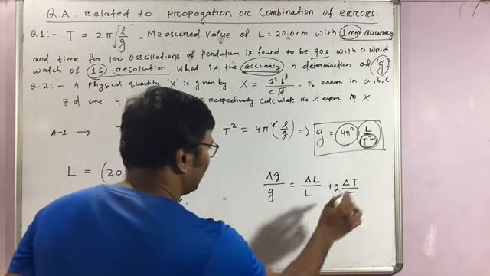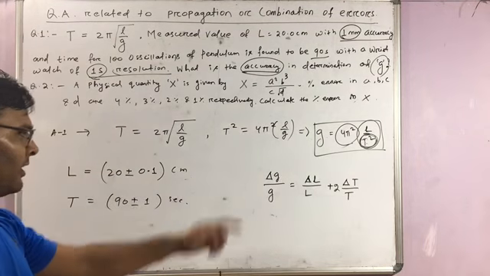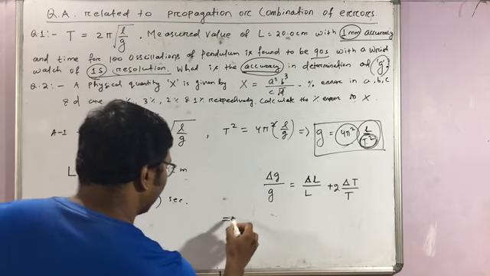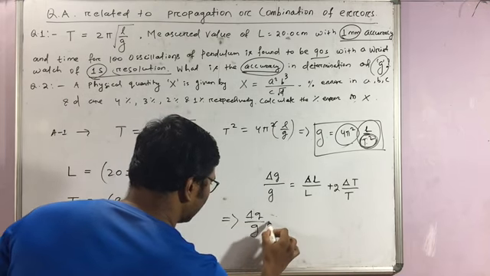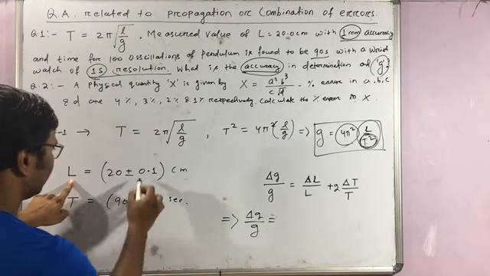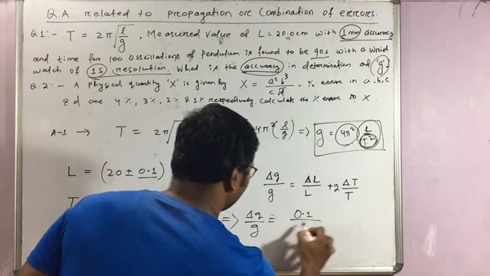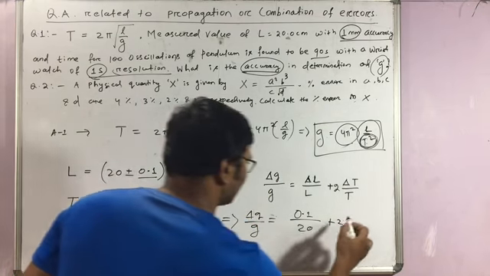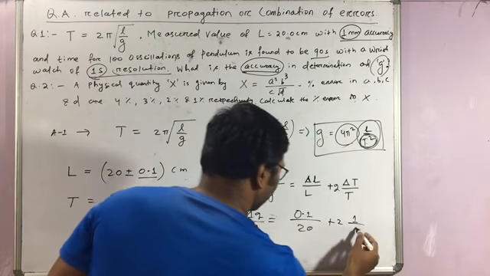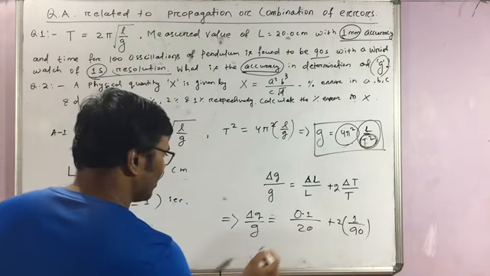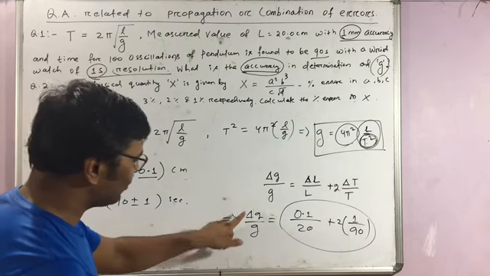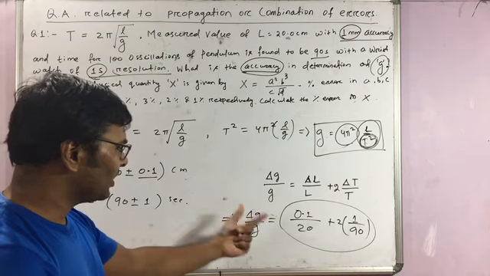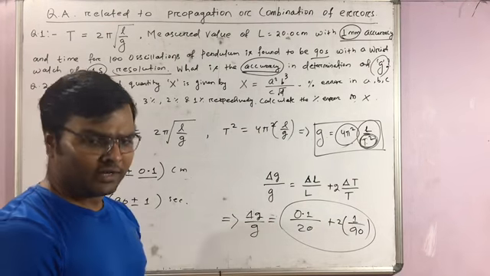Now if you multiply by 100, we can get the percentage error or relative error like this. So you first find out, you put the values here. Which implies del G upon G is equal to del L upon L, where del L is 0.1 and L is 20, plus 2 into delta T, which is 1, divided by 90. Got it? So now you can solve this and calculate del G upon G. That is your relative error. You can find your answer, or you can convert it into percentage error.